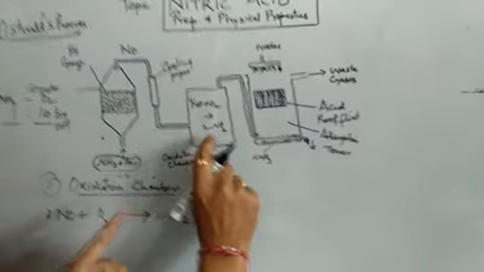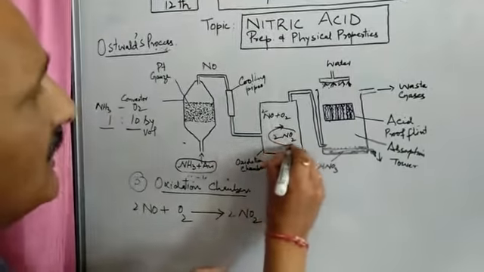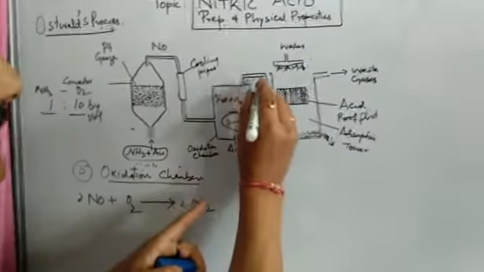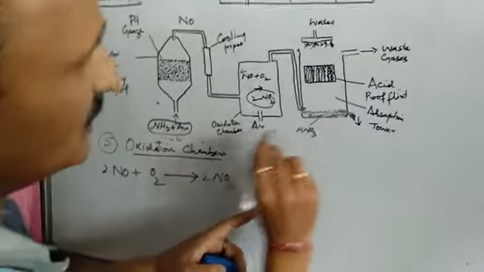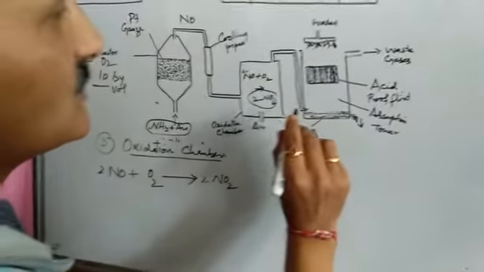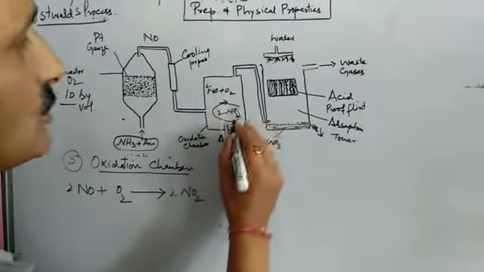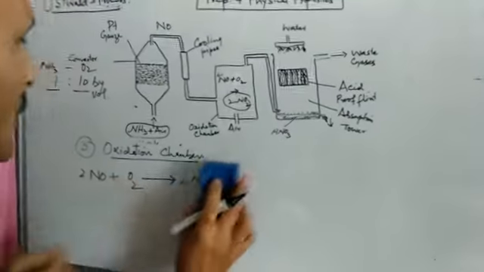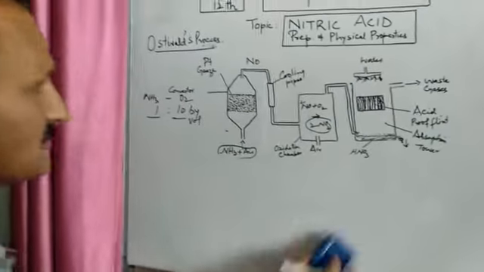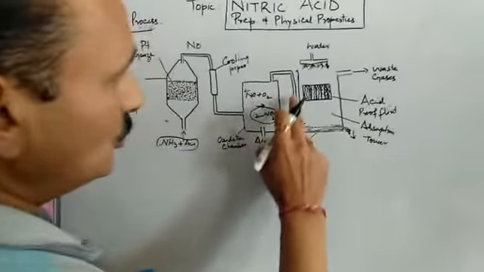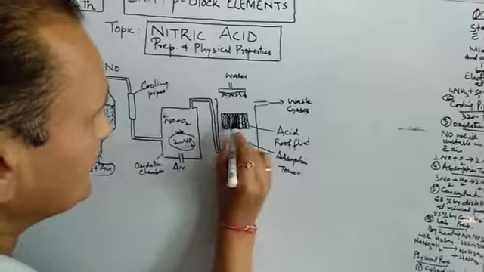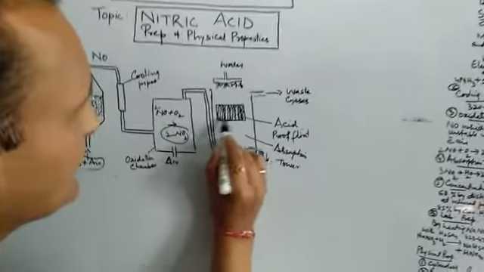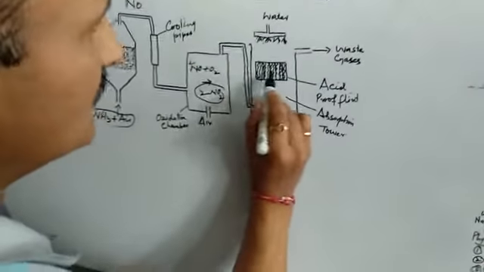So in this chamber we get nitrogen dioxide. This nitrogen dioxide is then taken to one more chamber, that is known as the absorption tower. Now moving to the absorption tower. Now NO2 is passing through this tower. What does this tower have? This tower has acid proof flint. This portion is acid proof flint.